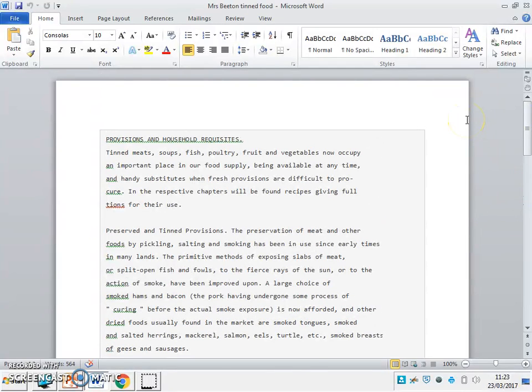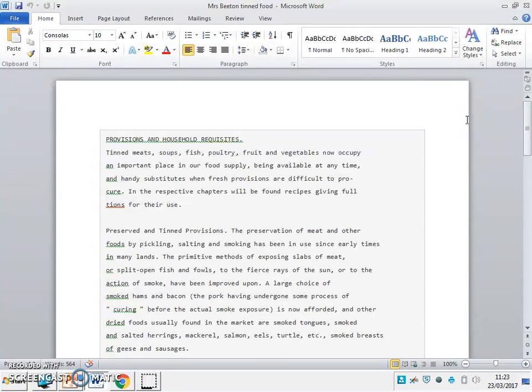So we're going to read through our first reading. So we know it's about Mrs. Beeton, we know it's about home life and strategies at home. So you've got that in your mind, and you want to give your first read through, looking very much at what the facts and what the reader's perspective is.